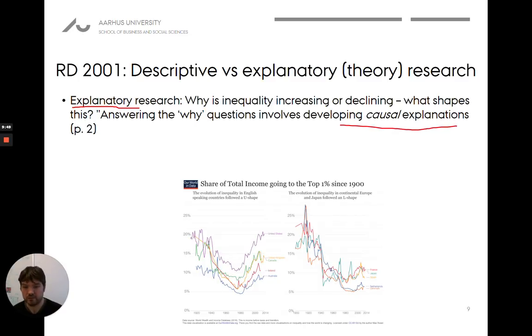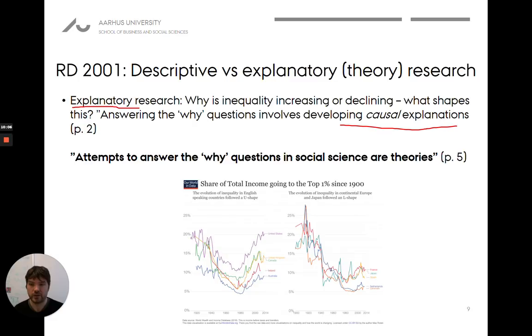Something happened in, I don't know, the 1980s, whether it was Reagan's tax cuts or whatever it was, the American president, Ronald Reagan. Whatever the explanation is, we are trying to come up with reasons for why inequality is changing over time. So this is explanatory research. It's trying to establish a theory and answering a why question. So attempts to answer the why question in social science are theories, as written on page 5 in the Research Design 2001 document.